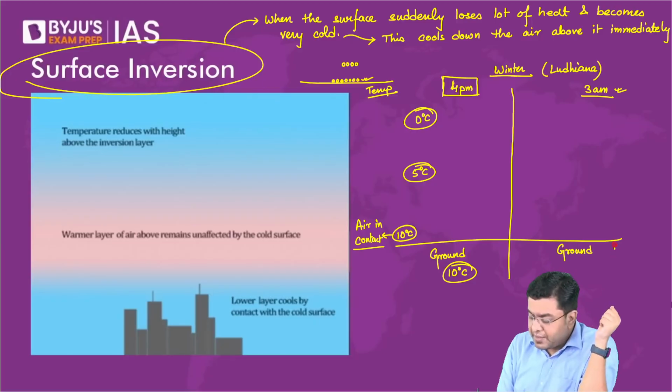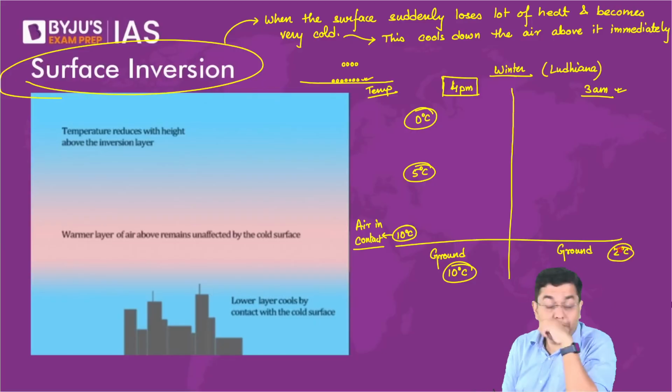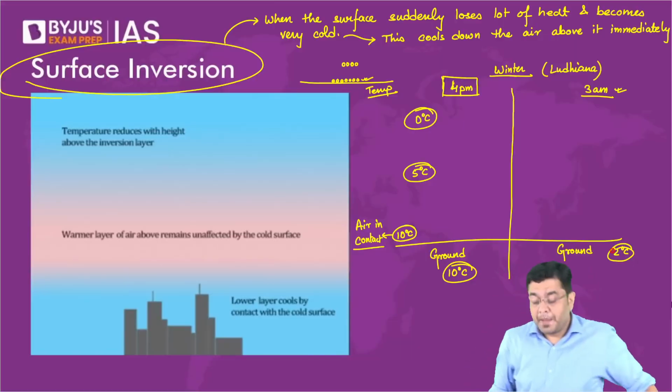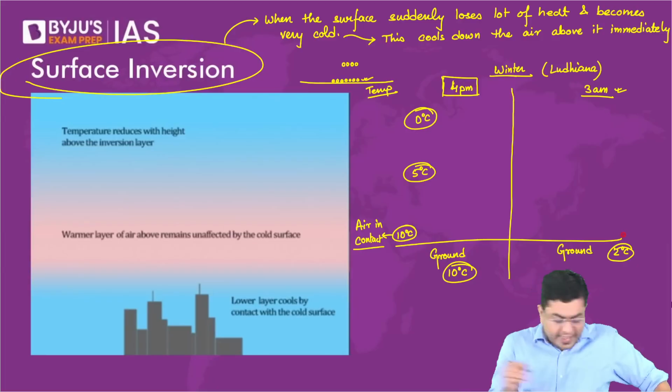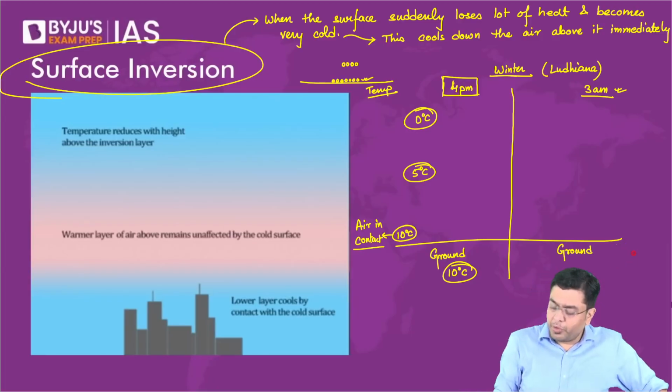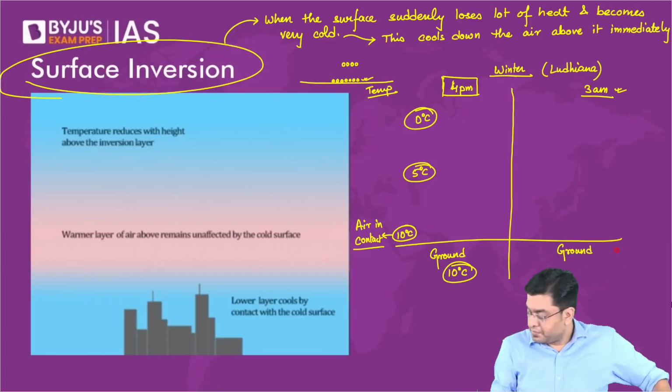So let's assume that you have the temperature at 2 degrees Celsius at the ground. Now, what will be the temperature of the air immediately in contact with it? The temperature of the air in contact, or let's assume, rather than 2 degrees Celsius, 1 degree Celsius or 0.5. So here also the air in contact will be 1 degree Celsius.